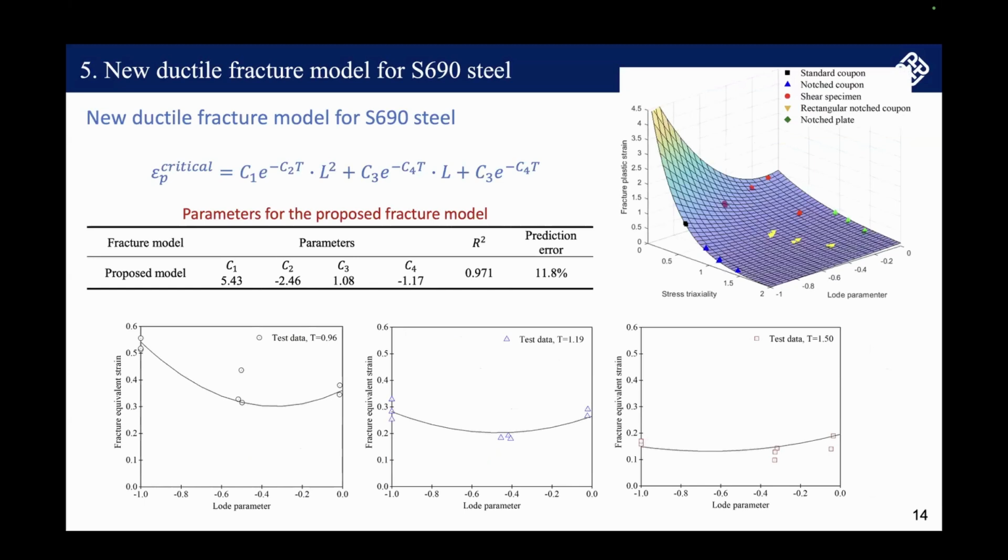Then we use the data points to calibrate the fracture surface, the parameters C1 to C4. The calibrated fracture surface is plotted in this figure. When we use the calibrated model to predict the fracture initiation of the specimens, the prediction error is around 10%, and the curve fits well with the testing data.